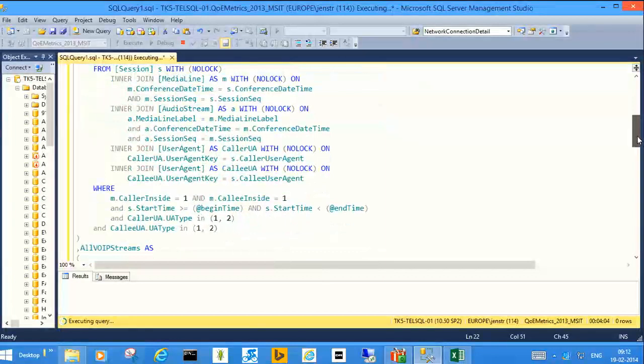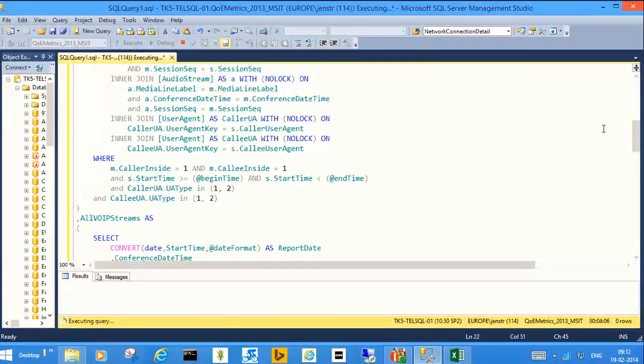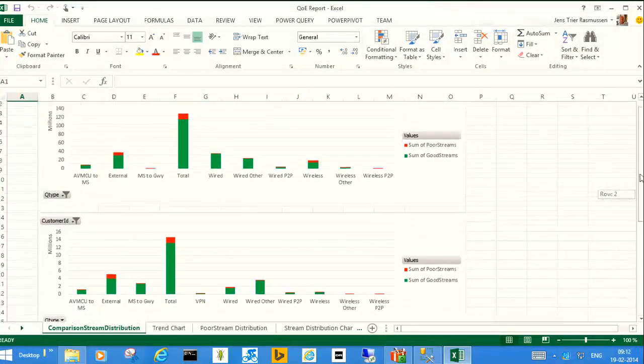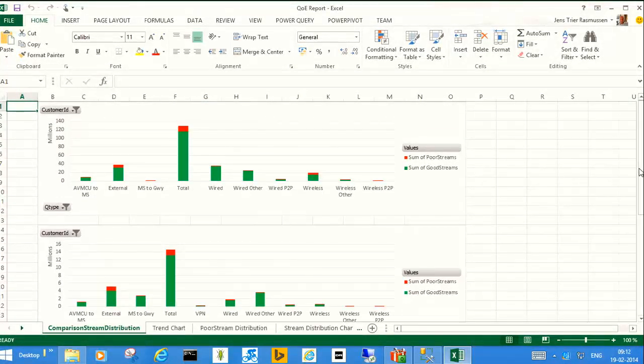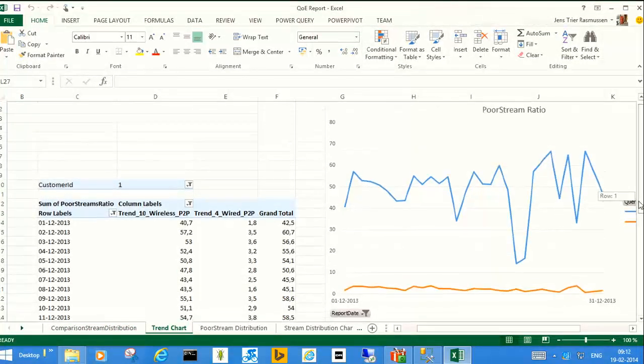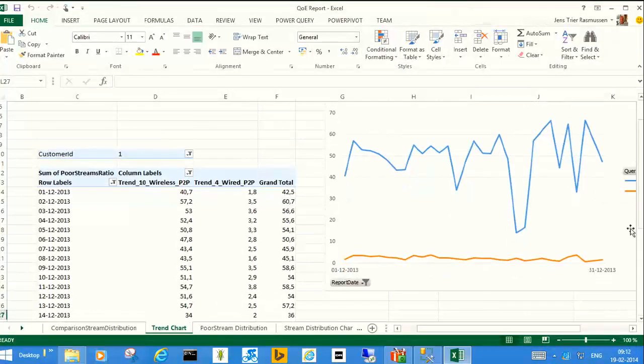While it's executing, I still have one minute of crap to say. So let's look at the spreadsheet. So the spreadsheet, you can see here, that's how I look at the data when I get the data from the customers that we are working with. So I'm creating graphs like this where I can see how the different customers compare. And then I create a trend chart like this.